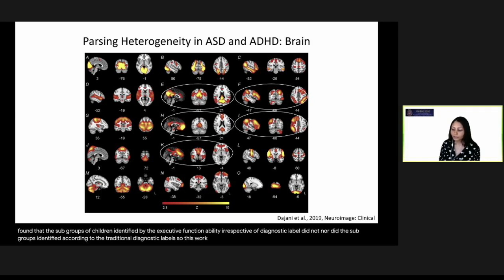So this work actually suggests that neither traditional diagnostic categories nor subgroups derived from behavioral profiles clearly define neurobiologically separable groups. And so the nosologies that are reliant on behavioral data alone may not lead to the discovery of neurobiologically distinct categories.